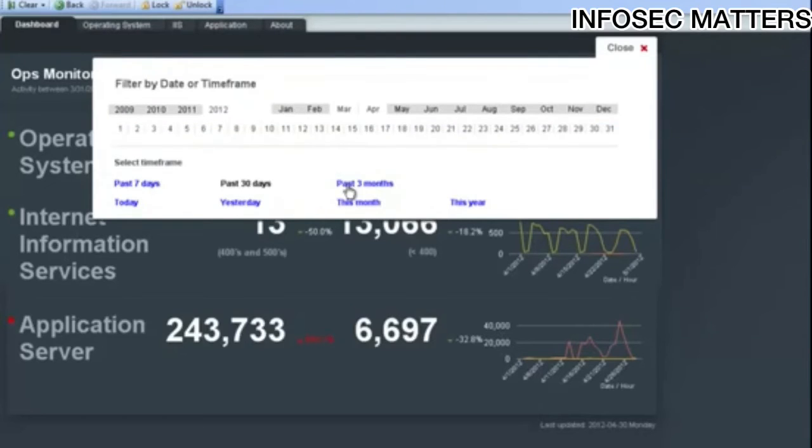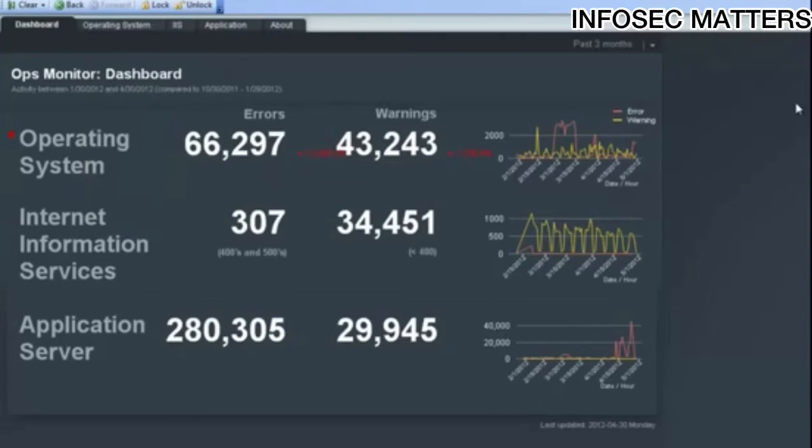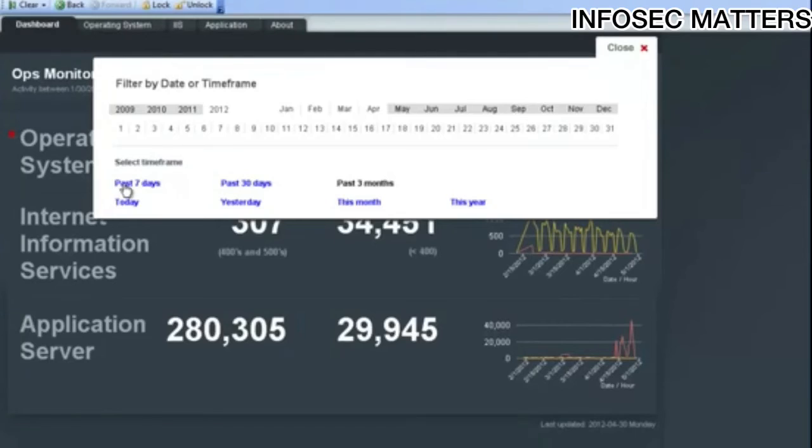So I will select the past 3 months date filter. If I look at this chart closely, I can see that there were spikes in the number of error operating system log entries towards the end of the month for the past 3 months. While April was the best of the past 3 months, there is definitely a pattern. Let's go back to our original date filter.